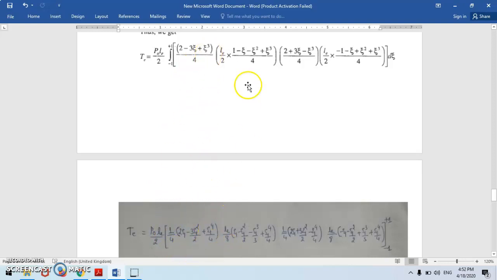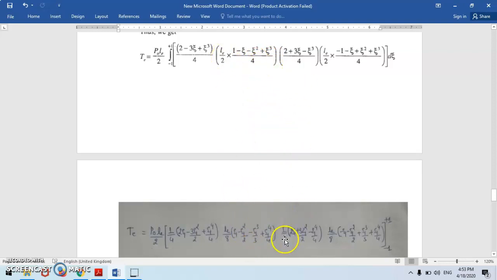Similarly I will integrate this. For h2 also, Le by 2 I will keep outside, and 1 by 4 I will take outside, so it becomes Le by 8. Again integrate this: 1 becomes zeta, minus zeta becomes minus zeta square by 2, minus zeta square becomes minus zeta cube by 3, plus zeta cube becomes zeta to the 4 by 4. This is about the second term.